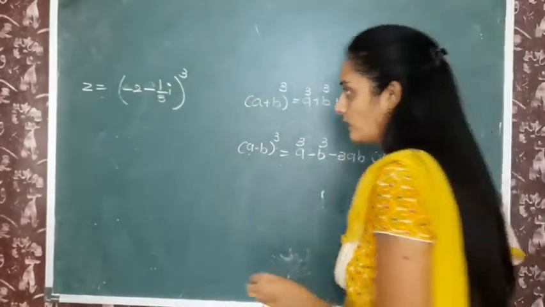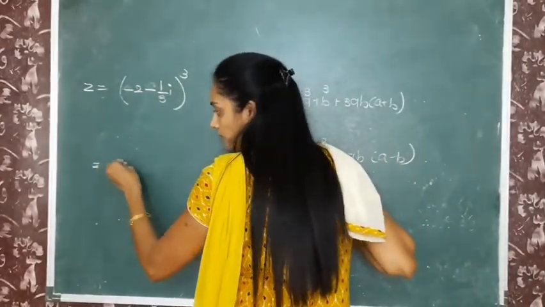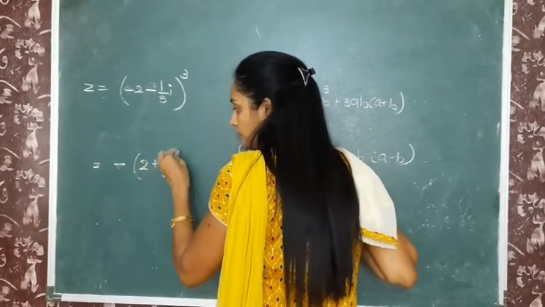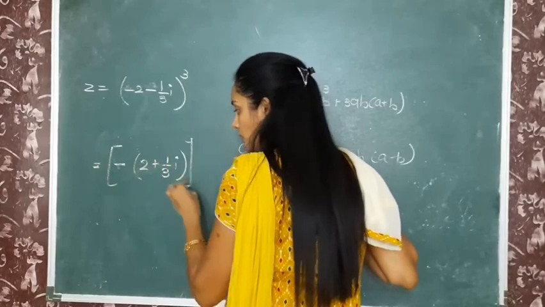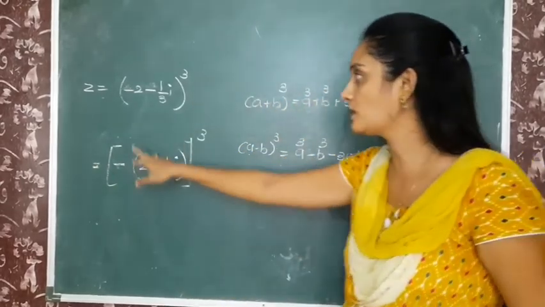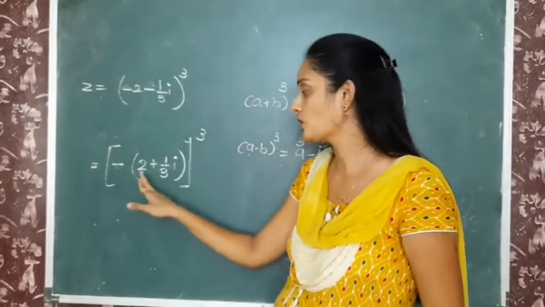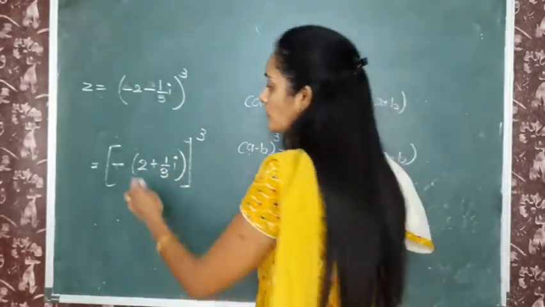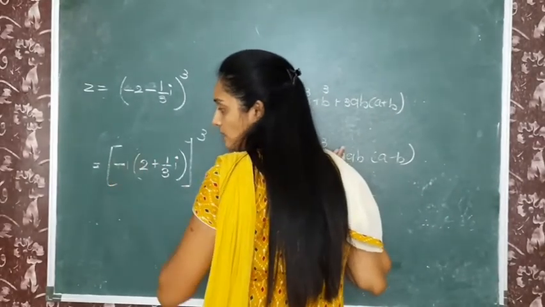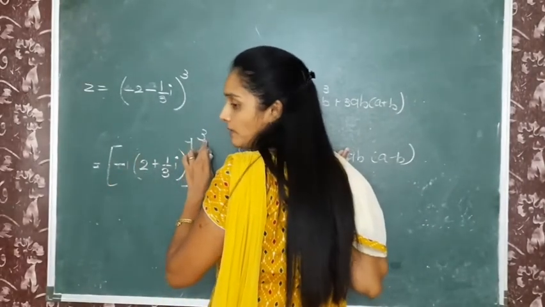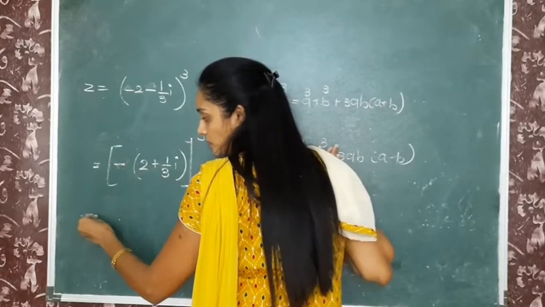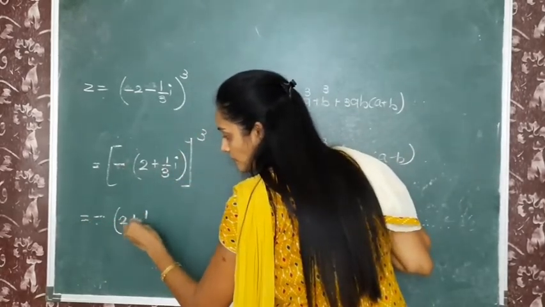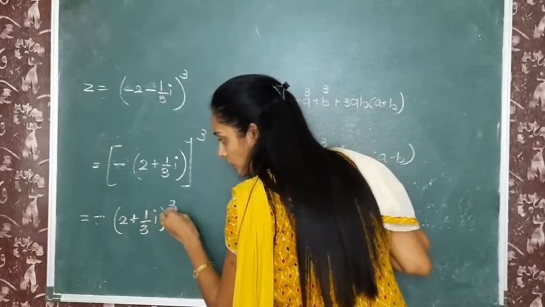Then first we take minus common from these two terms, so the bracket is 2 plus 1 by 3i whole cube. And as you know, here the minus sign means minus 1, and minus 1 has an odd power, so the answer is minus. So first I write minus, and then 2 plus 1 by 3i whole cube.